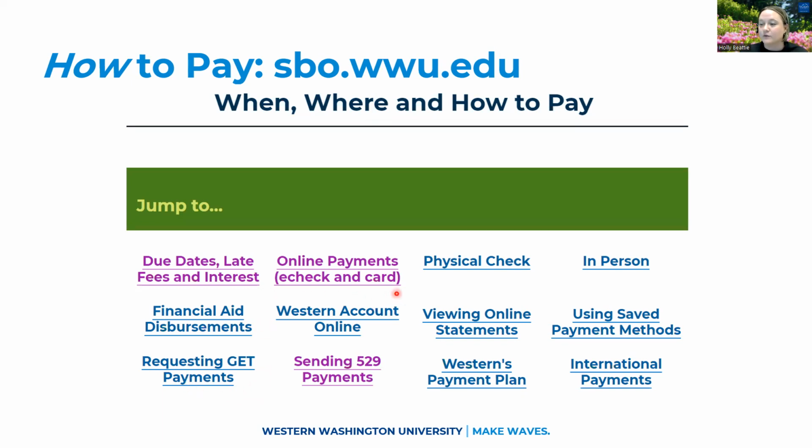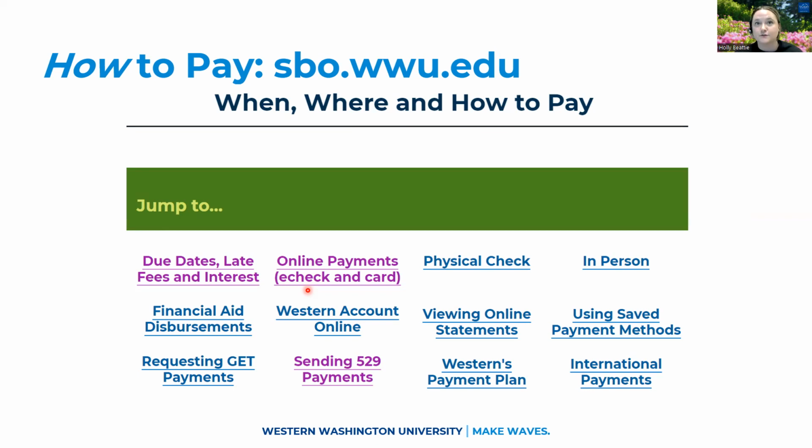I will highlight really quickly the online e-check payment option. This is Western's preferred method for payment. It is fast. That payment is going to post to your student's account immediately, so you're not waiting on a paper check to be sent in the mail. It's safe. The payment processor that we use goes above and beyond to secure the data and ensure privacy. And then it is also free, so there is not an additional processing fee for paying by e-check.